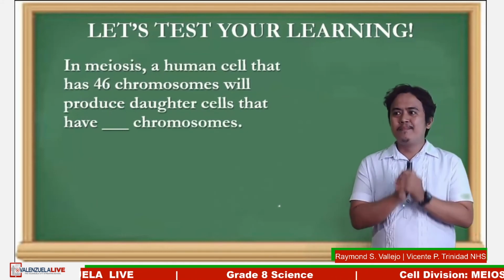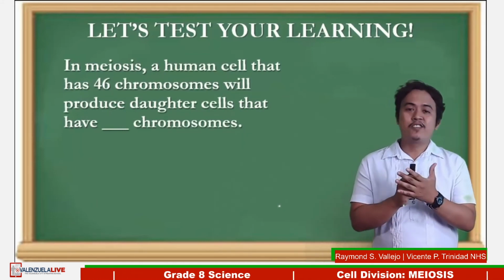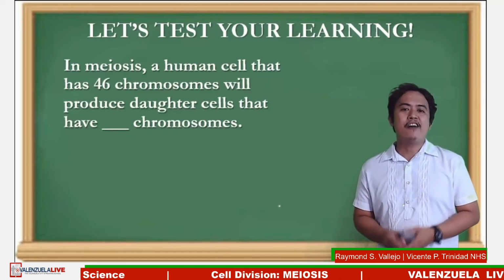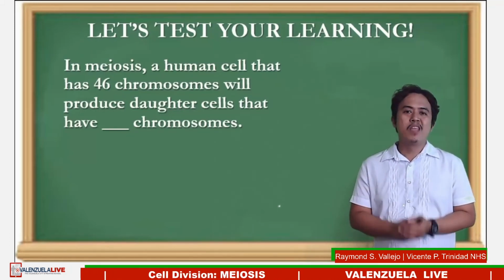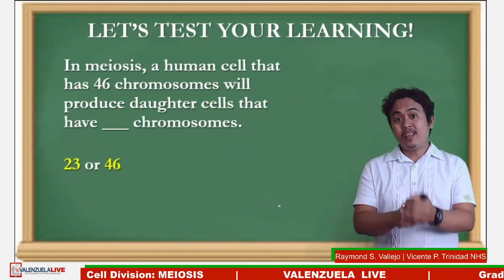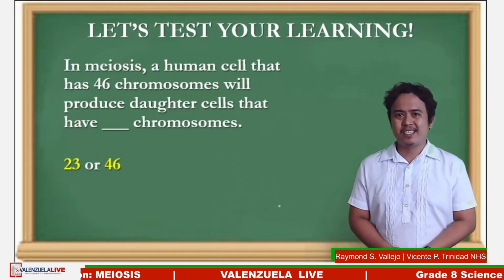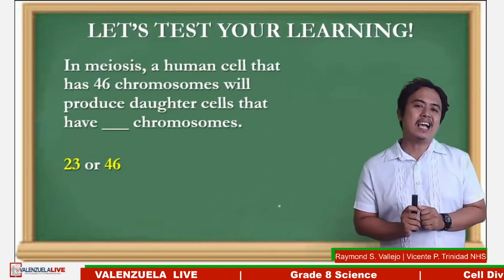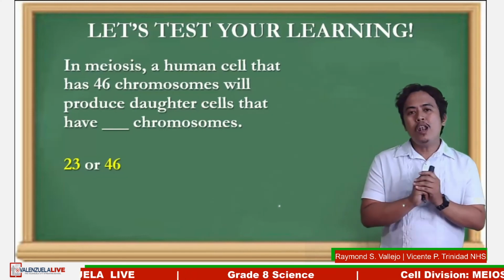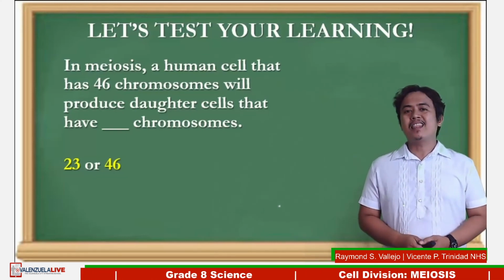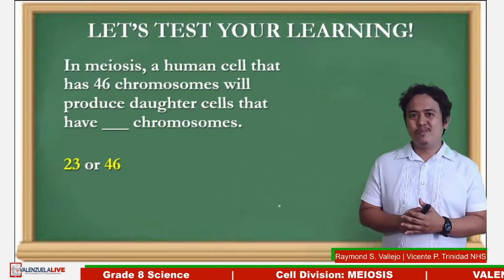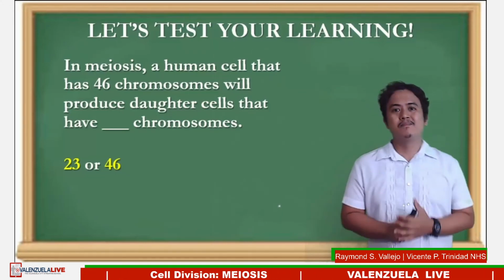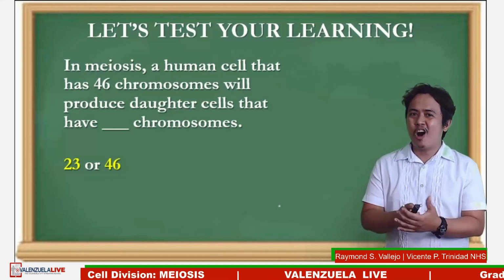In meiosis, a human cell that has 46 chromosomes will produce daughter cells that have blank chromosomes. The choices are 23 or 46. Again, in meiosis, a human cell that has 46 chromosomes will produce daughter cells that have blank chromosomes. The choices are 23 or 46. Write your answer in the comment section.